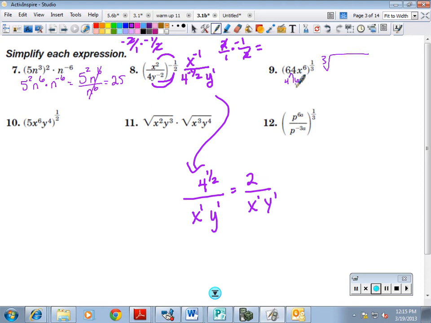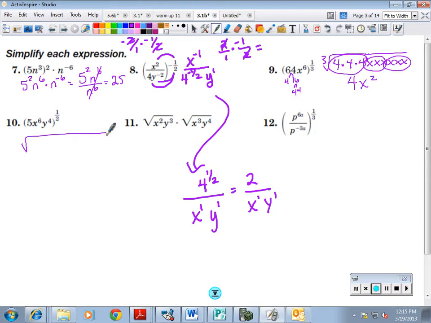This one's the cube root of 64. 64 is 4 and 16. That's 4 and 4. I could go all the way down to 2's, but I have a group of 3 right now. So I could go all the way down, but I don't need to. And then 1, 2, 3, 4, 5, 6. Looking for groups of 3. There's 1, 2, 3. So it's just 4x squared.